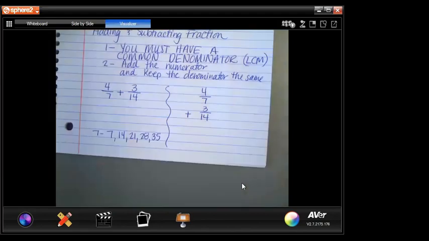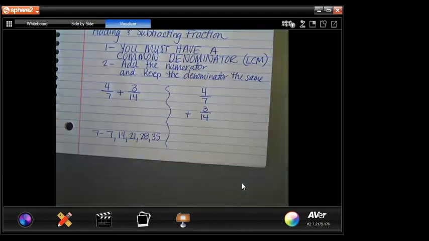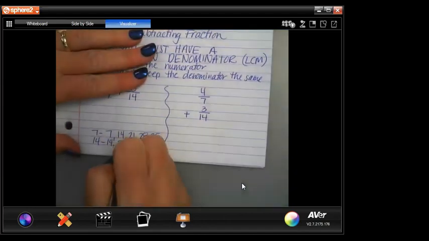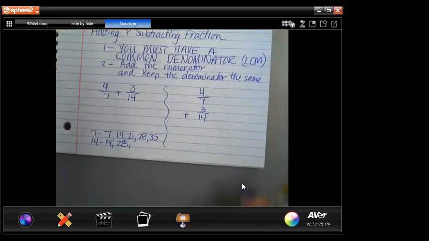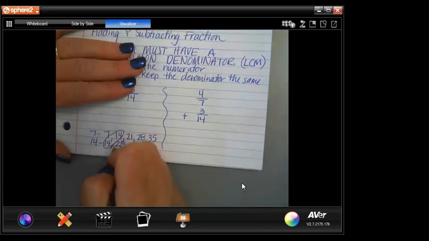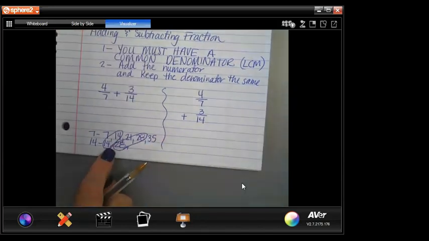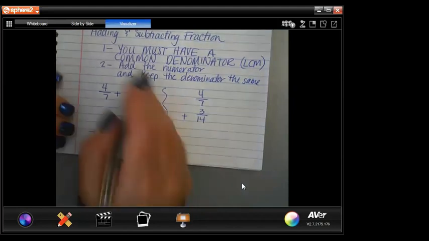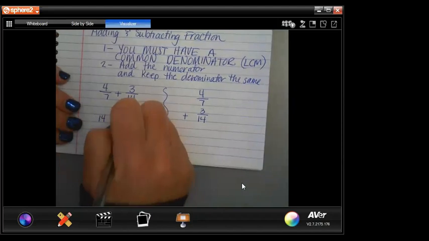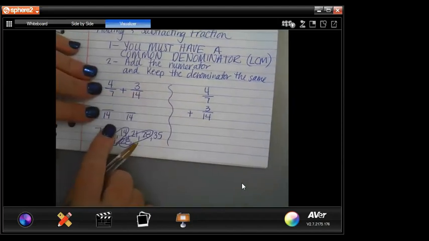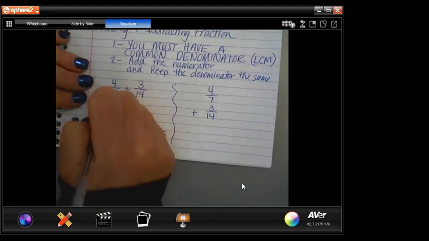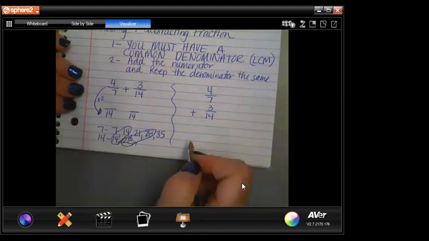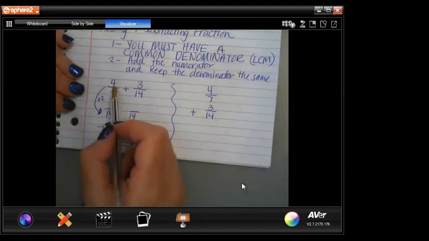Okay, 14 would be 14 times 1 is 14. 14 times 2 is 28. 14 times 3 is and so on. I can stop because look, I already have common numbers here. Least common multiple means the smallest. So therefore, I know that 7 and 14 both go into 14. Now you say, what do I do to 7 to get 14? Well, I multiplied it by 2. So then you have to multiply the top number, the numerator, by 2.